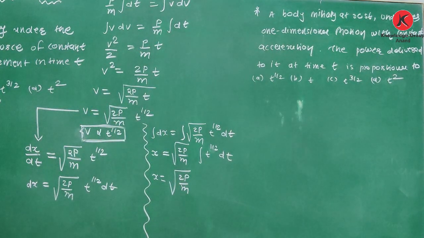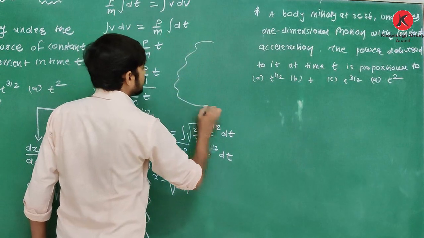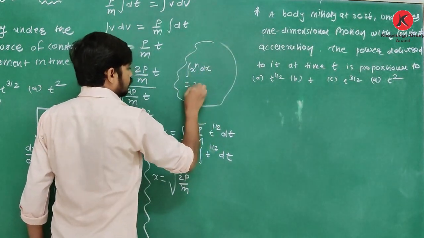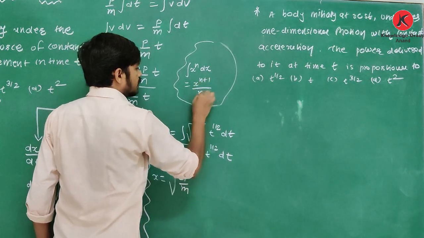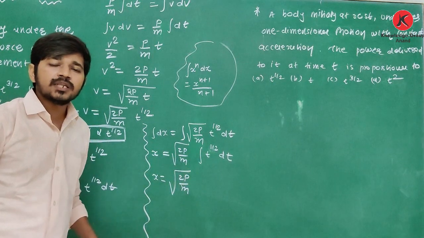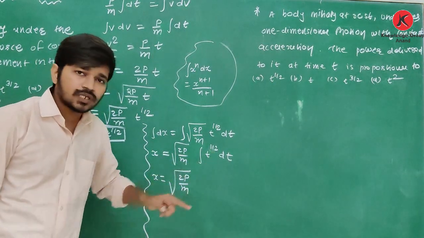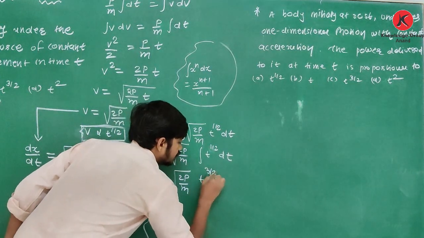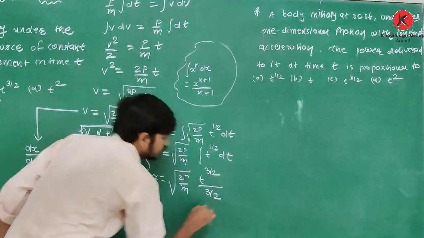Integration t raised to 1 by 2. Yes, you have to remember this equation, that is integration x raised to n dx is equal to x raised to n plus 1 upon n plus 1. Yes, you have to add one to the power. 1 by 2 plus 1, it is 3 by 2. So it is t raised to 3 by 2 upon 3 by 2.